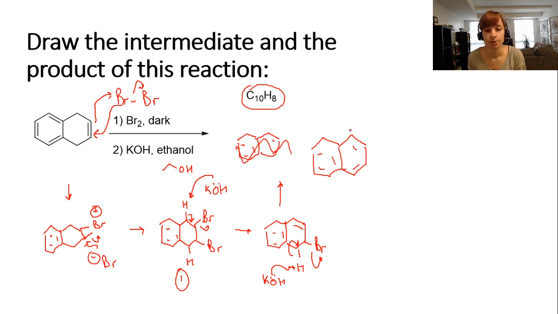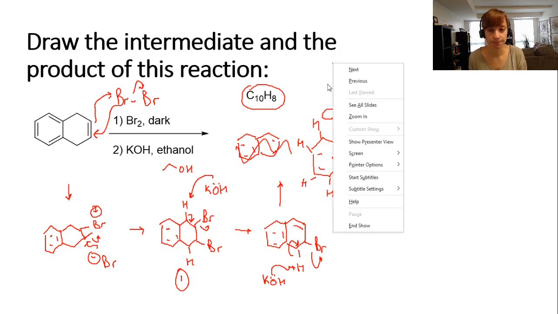bonds. So if you count up the carbons and hydrogens in the product, we have 10 carbons and 8 hydrogens. So we have 1 H all around the ring here. And that matches, so that is the correct answer.